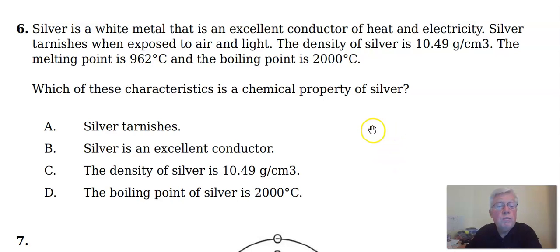All right. So which of these characteristics is a chemical property? Silver tarnishes. Silver is an excellent conductor. The density, the boiling point. The only one that's a chemical property. And I read all of those because you've had multiple answers sometimes. The answer is A. Silver tarnishes. It combines with the light and the air and it gets that film on it. You've got spoons or silverware in your house, or maybe a really nice goblet or a cup that sits out that your folks are really proud of, and it tarnishes because it's silver, and you have to clean it every once in a while.